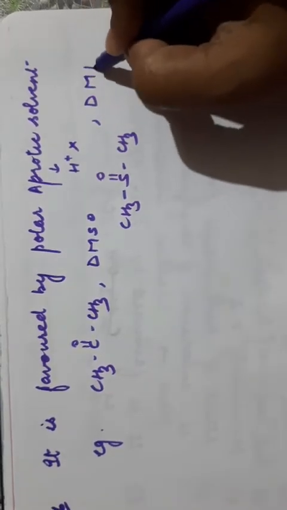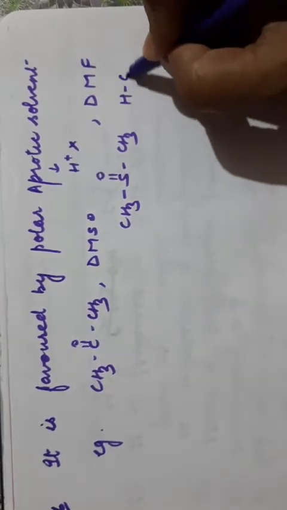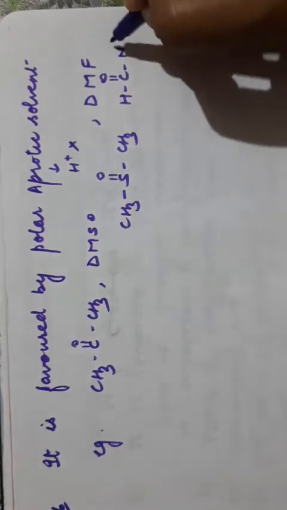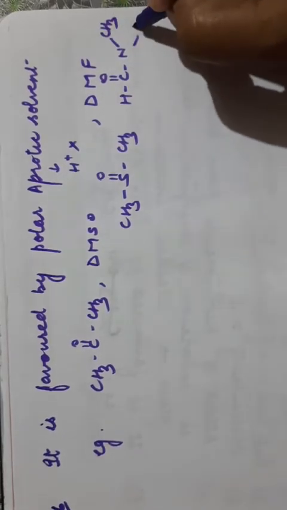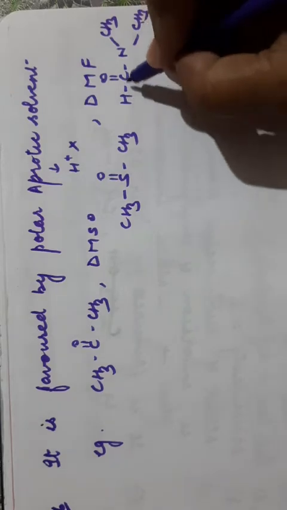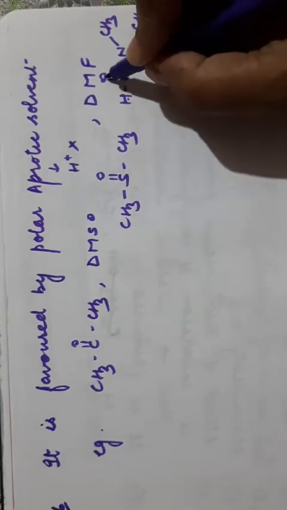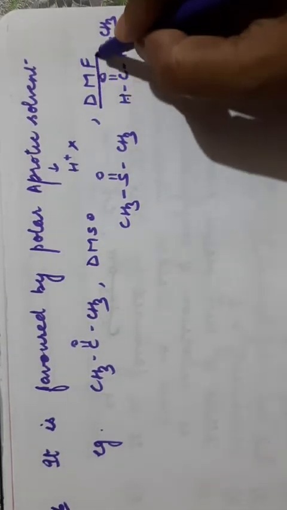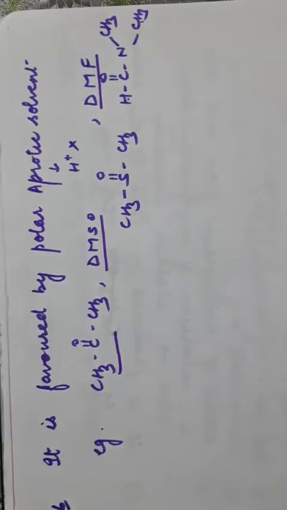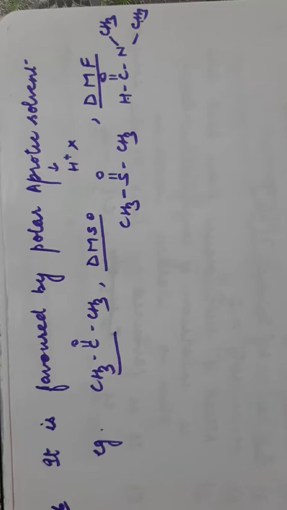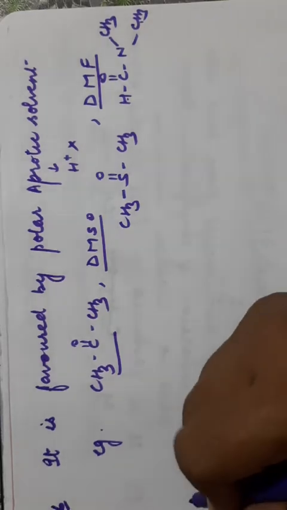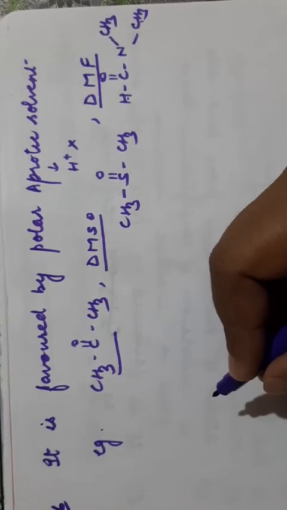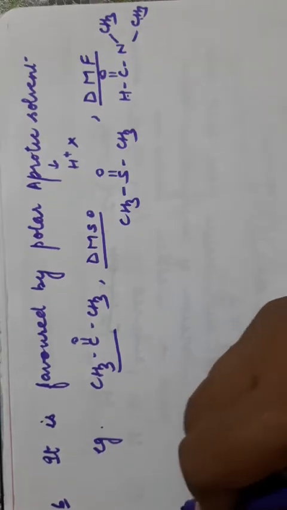Dimethyl formamide. Dimethyl formamide is HCON(CH3)2. So it is dimethyl formamide, HCO and N with two CH3 groups. So these are polar aprotic solvents, and SN2 reaction is favored by polar aprotic solvents. Means it will preferably take place in a polar aprotic solvent.